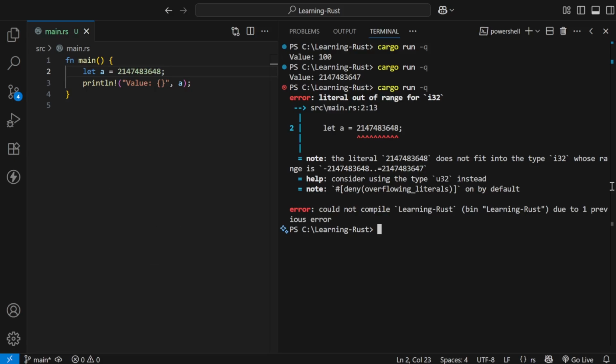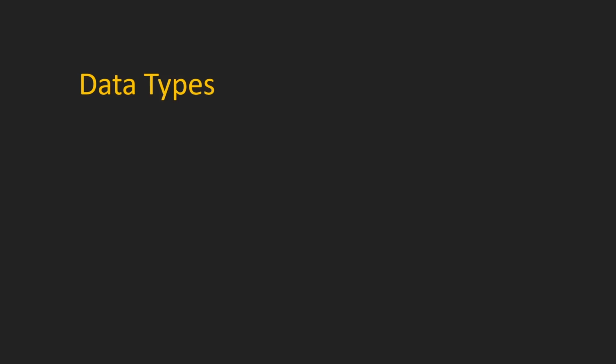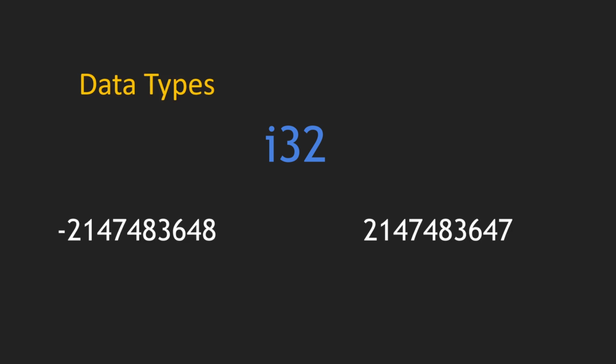Literal in programming means a fixed value that is written directly into the code. In our case, it is this value. And the other thing is i32, which is the data type of the variable a that we declared. Data type is the kind of value a variable can hold, and how the computer interprets and stores that value. In our case, the declared variable a is an integer value that ranges from this to this.